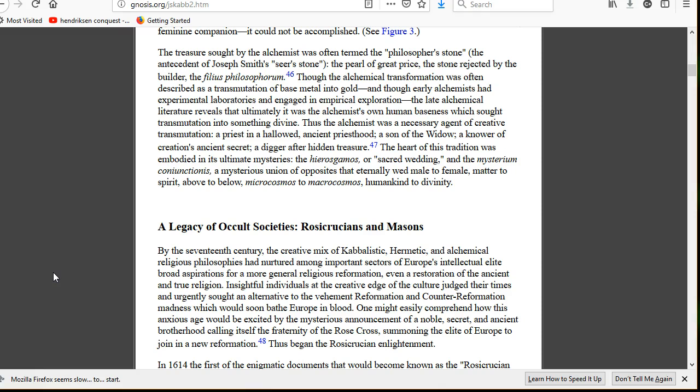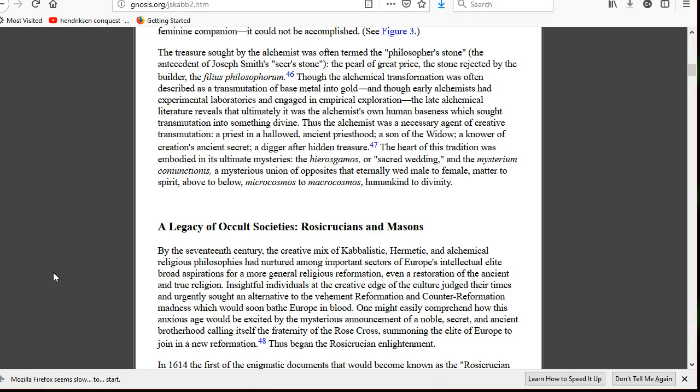Though the alchemical transformation was often described as transmutation of base metal into gold, and though early alchemists had experimental laboratories and engaged in empirical exploration, the late alchemical literature reveals that ultimately it was the alchemists' own human baseness which sought transmutation into something divine. Thus, the alchemist was a necessary agent of creative transmutation, a priest in a hallowed ancient priesthood, the son of the widow, a knower of creation's ancient secret, a digger after hidden treasure.